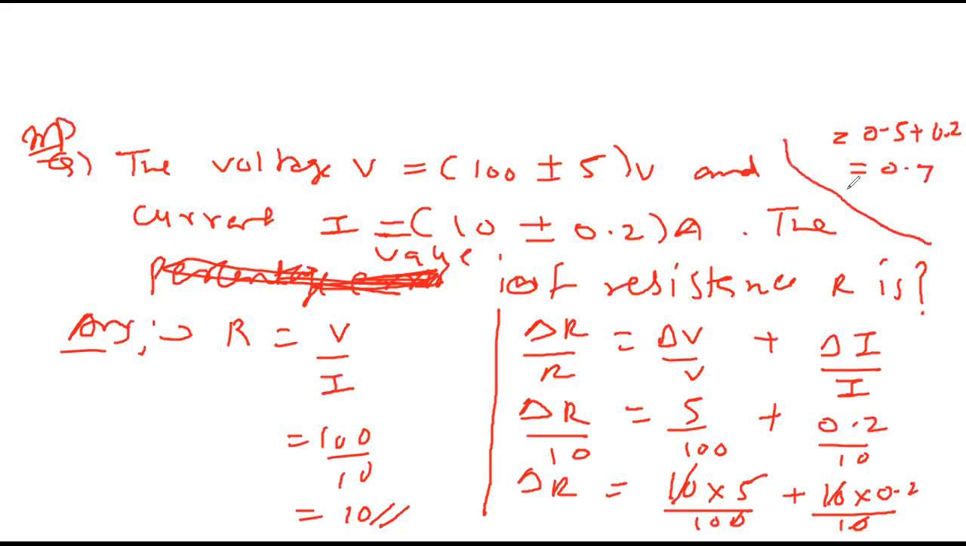Now can you tell me what will be value of resistance? 10 plus or minus 0.7. Correct. So 10 plus or minus 0.7 ohms is the required answer. Final answer 10 plus or minus 0.7.